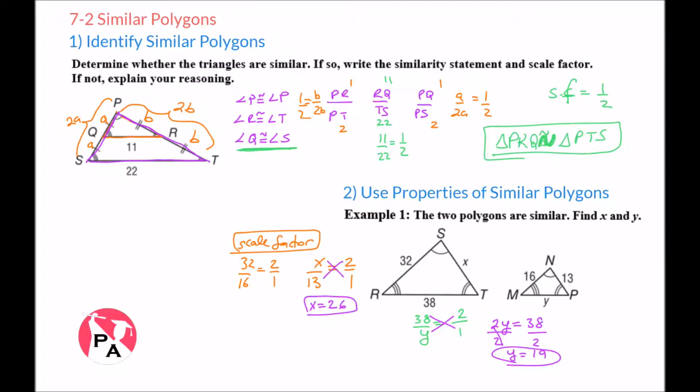So let's go over what we did in this example. First step, figure out the scale factor. Find the sides that have their measures and they correspond to each other. So these two, scale factor is 32 divided by 16 equals 2 over 1. Take that scale factor, set it equal to another pair of corresponding sides, like x over 13. And do the same thing for the other pair of sides. Cross multiply, and solve for the variable.